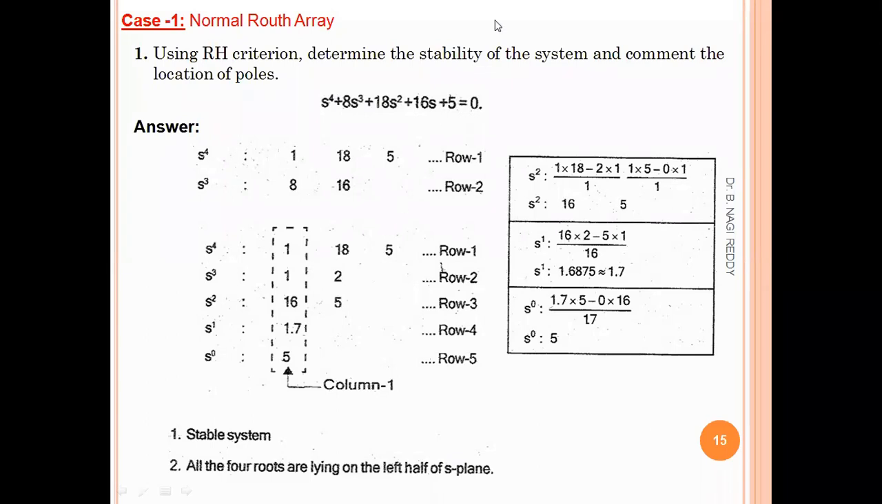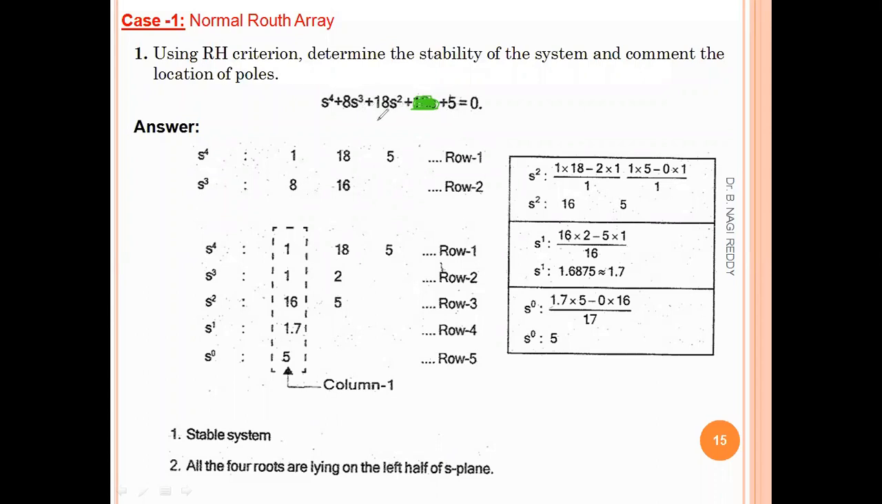What if the same characteristic equation doesn't have this one S power, like 16S is missing here? So the S term is missing here. Now the given characteristic equation is S power 4 plus 8S cube plus 18S square plus 5 is equal to 0. For this characteristic equation, determine the stability. Like that, he may ask using Routh-Hurwitz criteria.